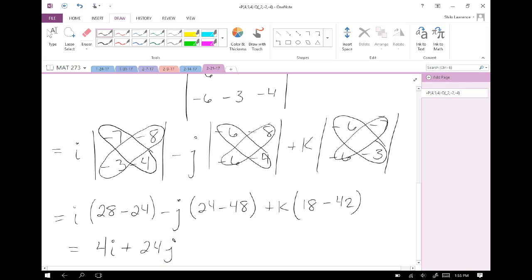So I get 4i. 24 minus 48 is -24, but remember we're subtracting the j, so it turns to plus 24j. And then 18 minus 42, is that -24?